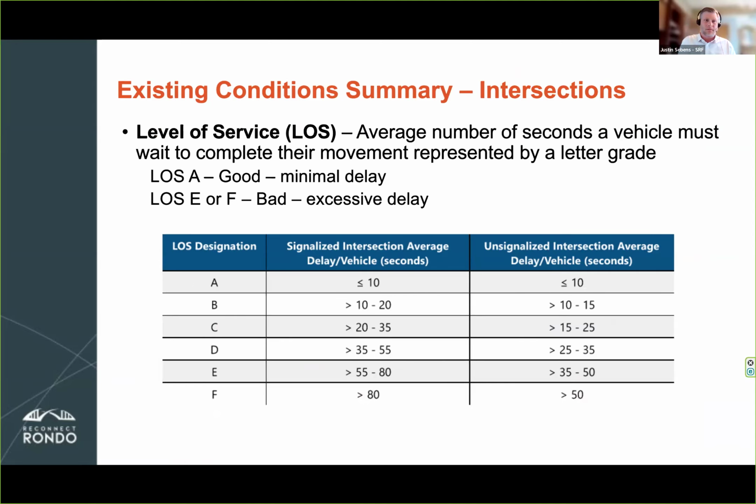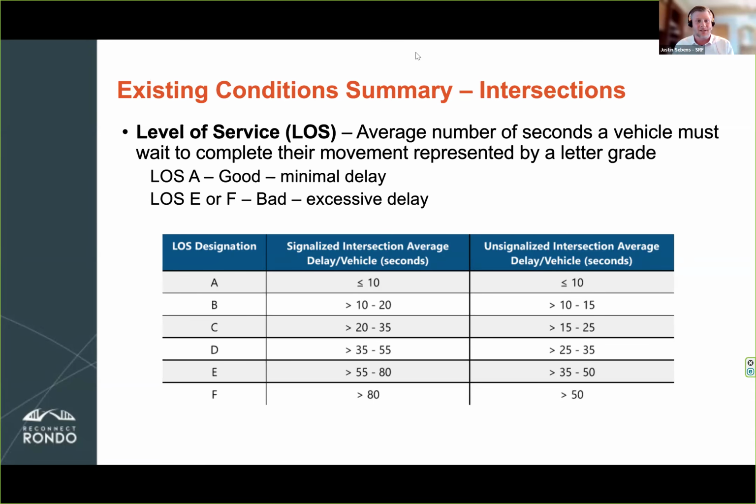So we're going to move away from the crash history side of the world and the ped bike side of the world, and we're going to move into the vehicular piece. So this is from a level of service perspective at an intersection level. This is kind of our key metric to understand what's going on in our system as a whole. Level of service is the average number of seconds that a vehicle has to wait to complete their movement. And how we do this, we represent it by a letter grade, similar to school.